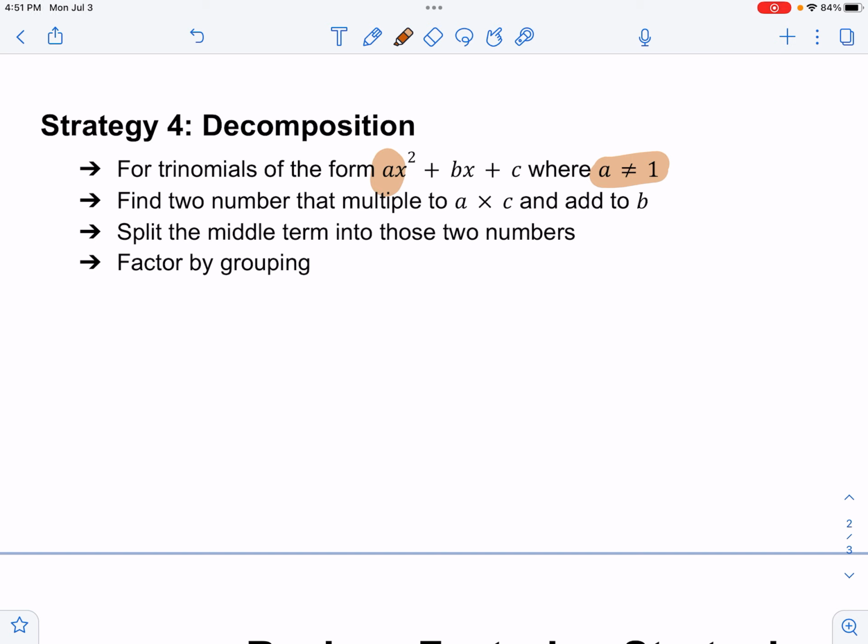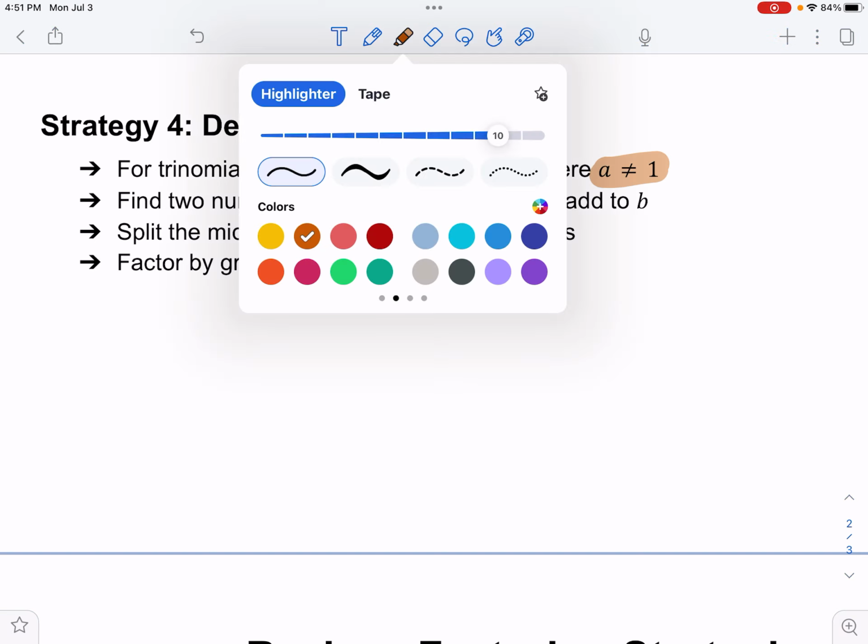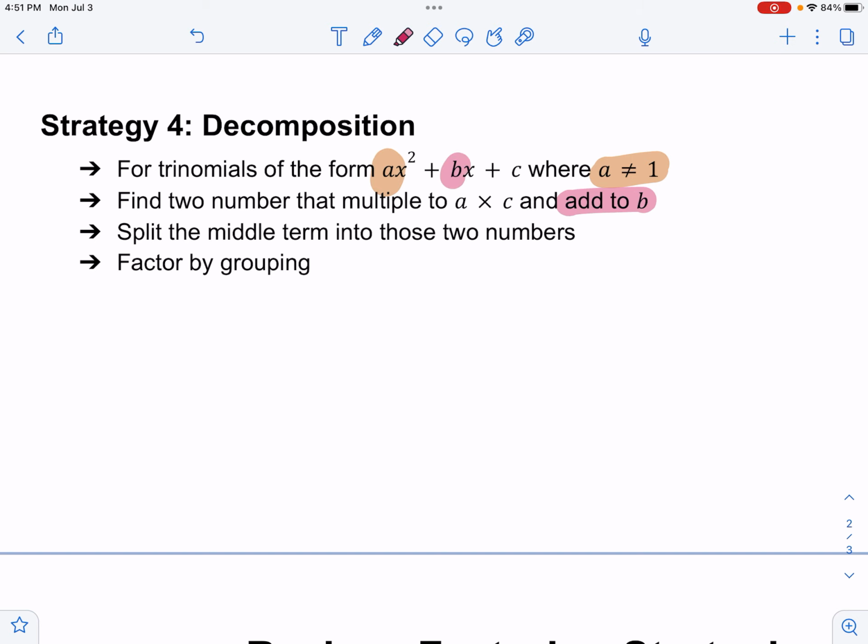Remember that you are trying to find two numbers, once again, that are going to add to b. But this time, you need the two numbers multiplying to a times c. You cannot forget the a here. It needs to be a times c. What we're going to do is split the middle term into those two numbers, and then factor by grouping. Again, this is just for decomposition. If you've got another way of factoring these types of trinomials, then all the power to you.